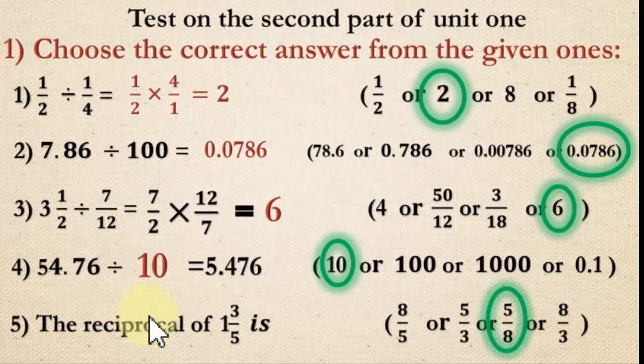The reciprocal of 1 and 3/5 is, at first, convert this mixed number to an improper fraction. 1 times 5 equals 5. 5 plus 3 equals 8 over 5.